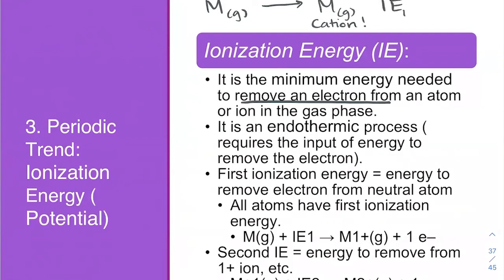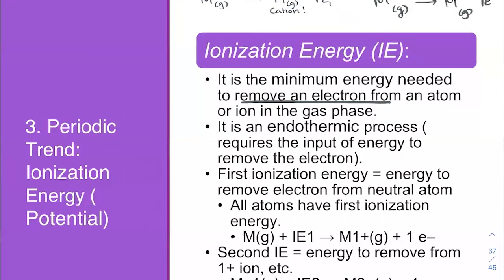If it's the first electron removed, we call it ionization energy 1. Now, we can remove more electrons. We can say that an M plus 1 cation in the gas phase can become an M plus 2 cation in the gas phase. Notice how both of these are losing electrons. Whichever number we're on, that ionization energy is always going to be positive. Energy is required to remove an electron.